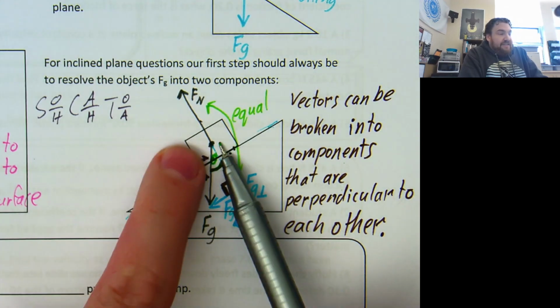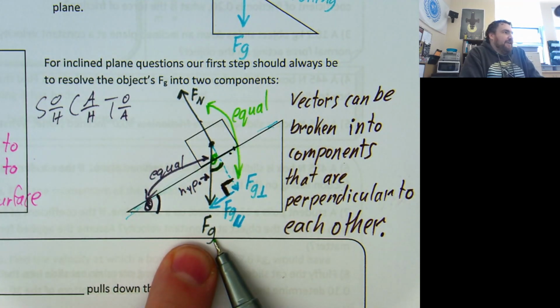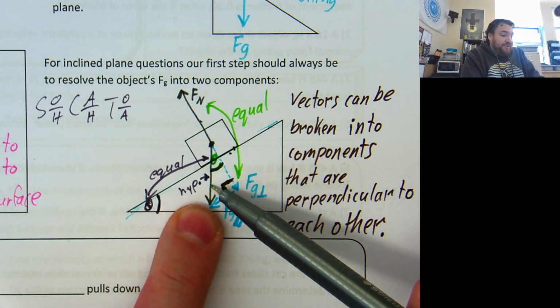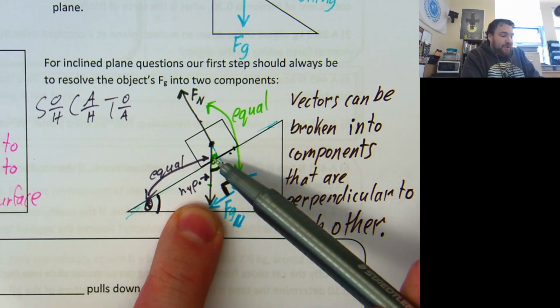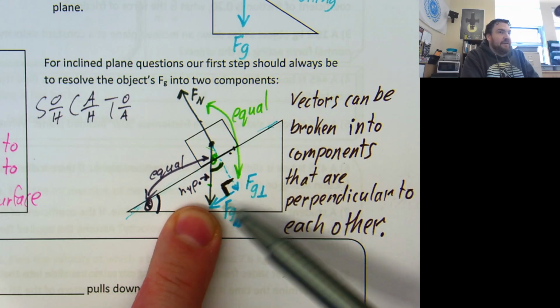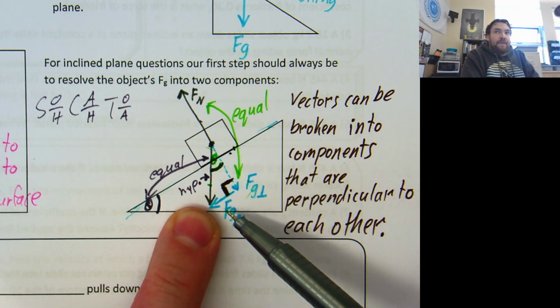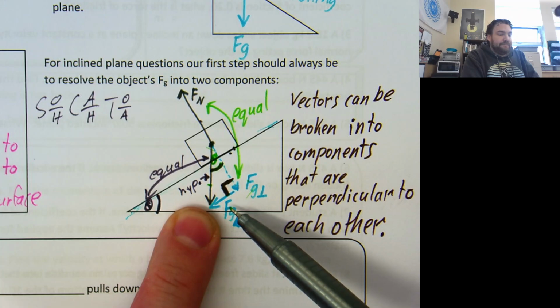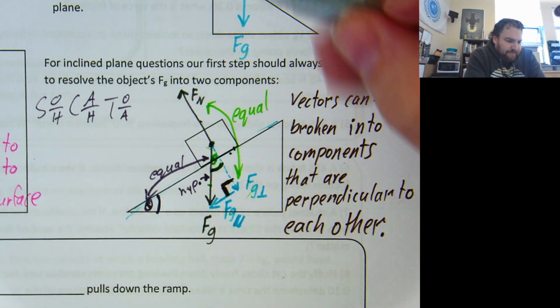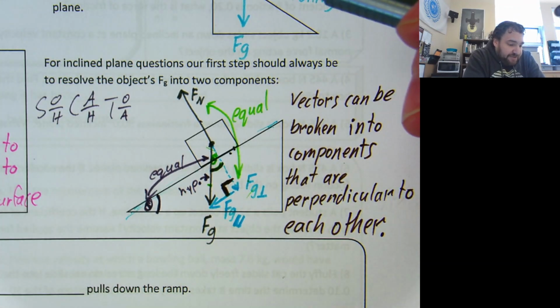If we know the mass of this block, we know the force of gravity. Fg is just mg, mass times 9.8. And so that'll be the hypotenuse of this triangle. If I know the hypotenuse and I know this angle, we can use trig relationships to find the perpendicular and the parallel component of gravity. So it doesn't matter which one we find first.